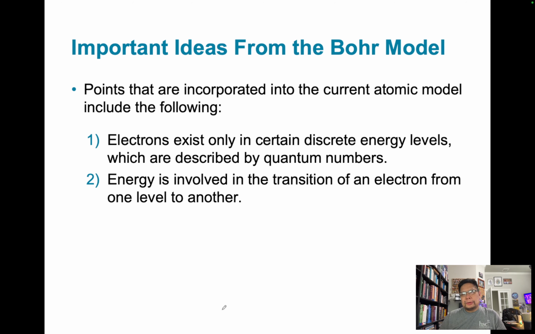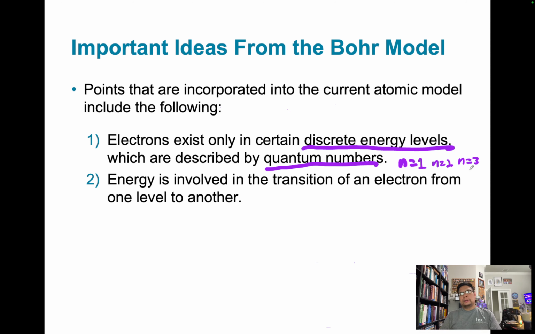And so here are a couple important things from the Bohr model. Electrons exist only in discrete energy levels. I showed you that already before. Those are the stair steps, right? And those stair steps are named by their quantum numbers, which is the n number. N equals 1 is the first orbital, n equals 2 is the second orbital, n equals 3 is the third one, and so on.